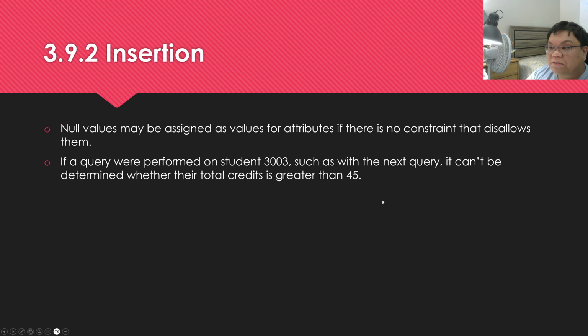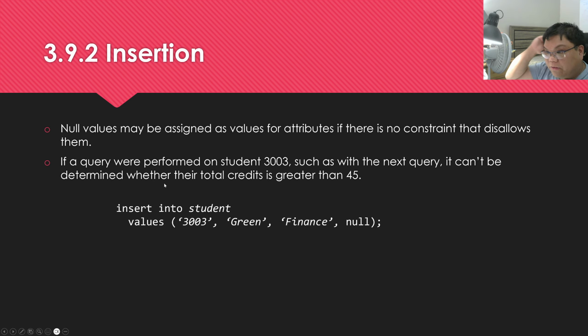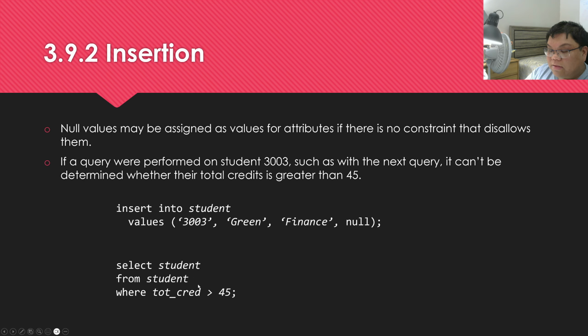Null values may be assigned as values for attributes if there is no constraint that disallows null values. If a query were performed on student 3003, such as with this query, it can't be determined whether their total credits is greater than 45. So, we add in a student whose ID is 3003, and we don't know their credits. It also means that this query will not pull up this student here.